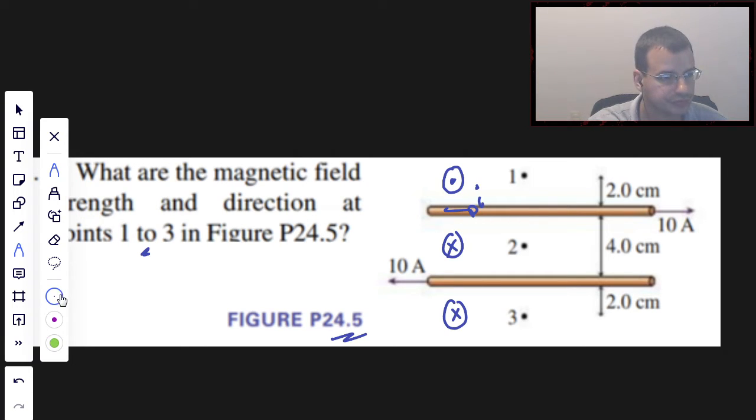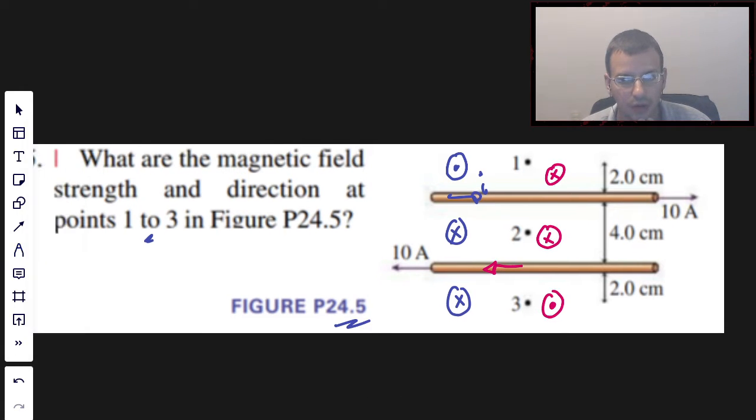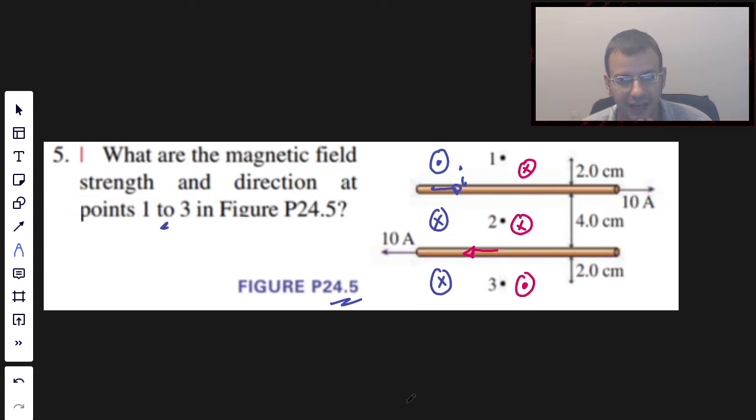All right. So now we do the same thing with the second wire. Thumb along the direction of the current, wrap your fingers. So thumb this direction, wrap your fingers. It's going to be into the board, out of the board. All right. So now we can figure this out.